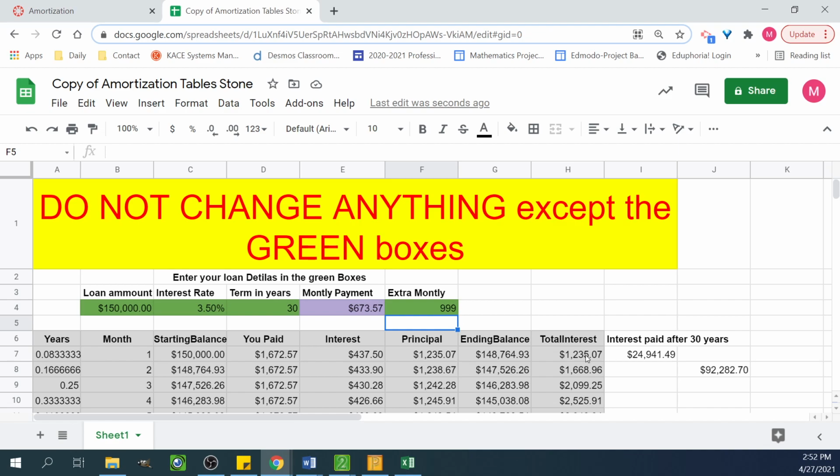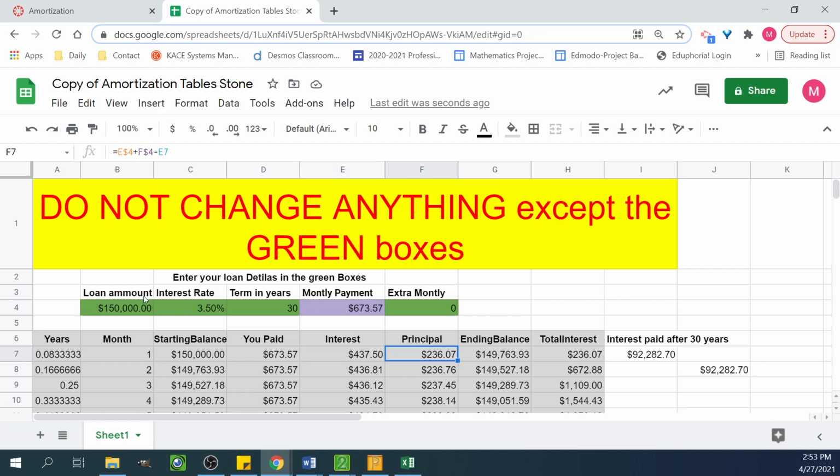Now let's understand how this works. So this is your starting balance. This is what you paid. So it takes your monthly payment and how much you're adding to it and puts it there. So let's put this back to 0. You with me? So this is how much you paid in a month, and then it shows you what part, they take this and break it into 2 pieces. This is what's getting spent on interest, and this is how much is going to principal.